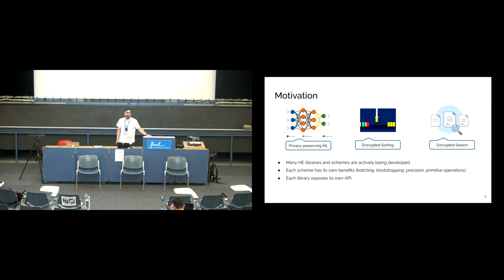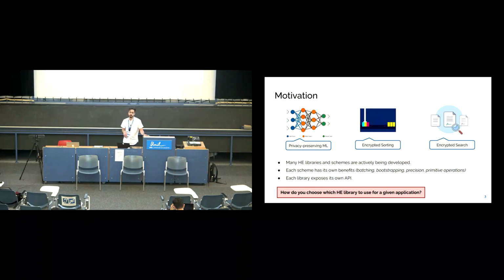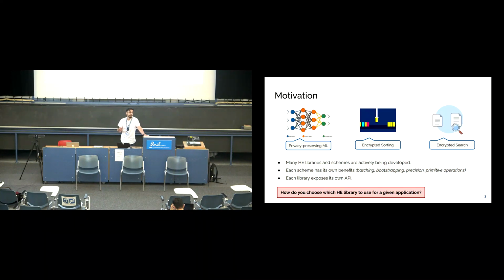There are many homomorphic encryption libraries and schemes that are actively being developed, and each scheme has its own benefits. Also, each library expresses its own API, which leads us to the question: how do you choose which HE library, homomorphic encryption library, to use for a given application?